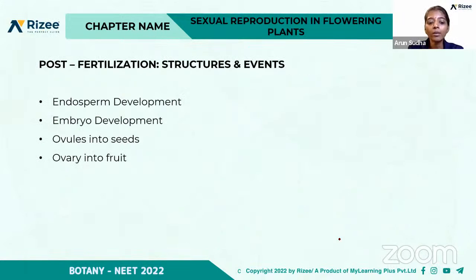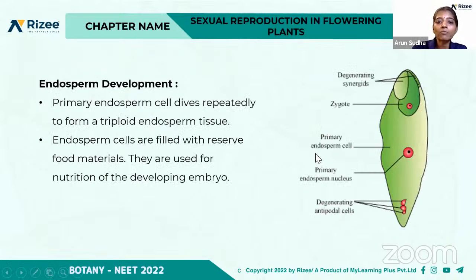So we'll proceed with post-fertilization structure and events. So what are the post-fertilization events? That's what we saw now, right? Endosperm, then embryo, and then seeds, and then fruit. So first we'll see in detail about the endosperm development, how the endosperm is formed.